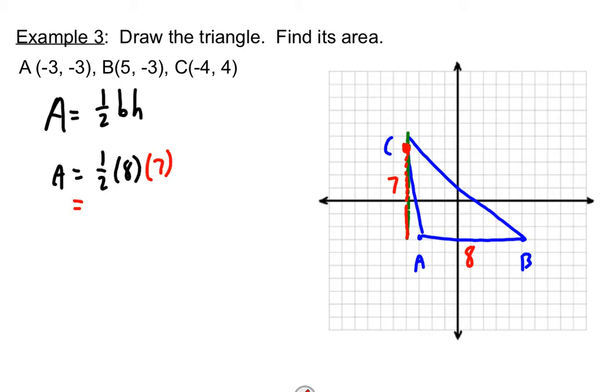So 1/2 times 8 there is 4, and then times 7 is 28 square units. So that's how you find the area of a triangle, and I would just count them. It just makes it really easy.